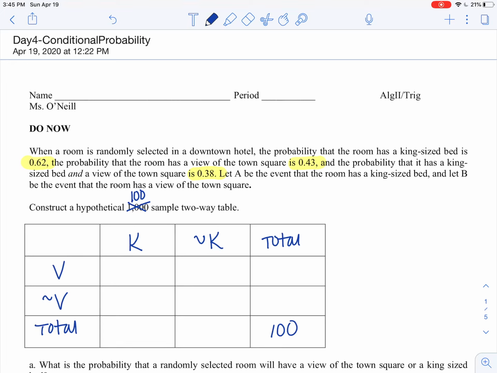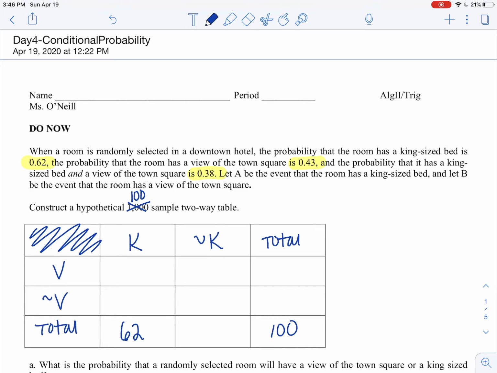Again, it doesn't matter if you put the V's on the top and the K's down the side, all the probabilities will still work out to be the same. And remember, all of the rows and columns should add up to their respective total. So if it says the chance that I have a king-size bed is 0.62, that means 62 out of my theoretical 100 people had a king-size bed in their room.